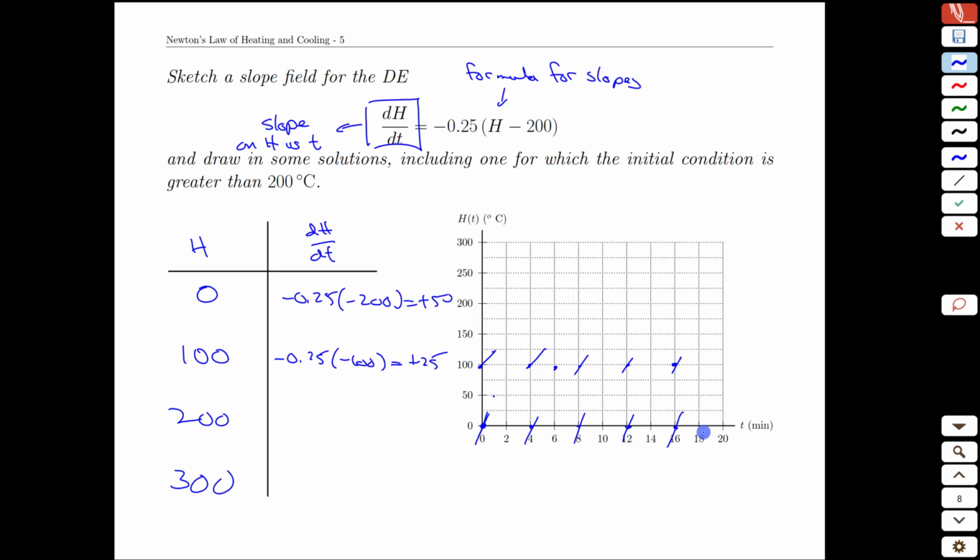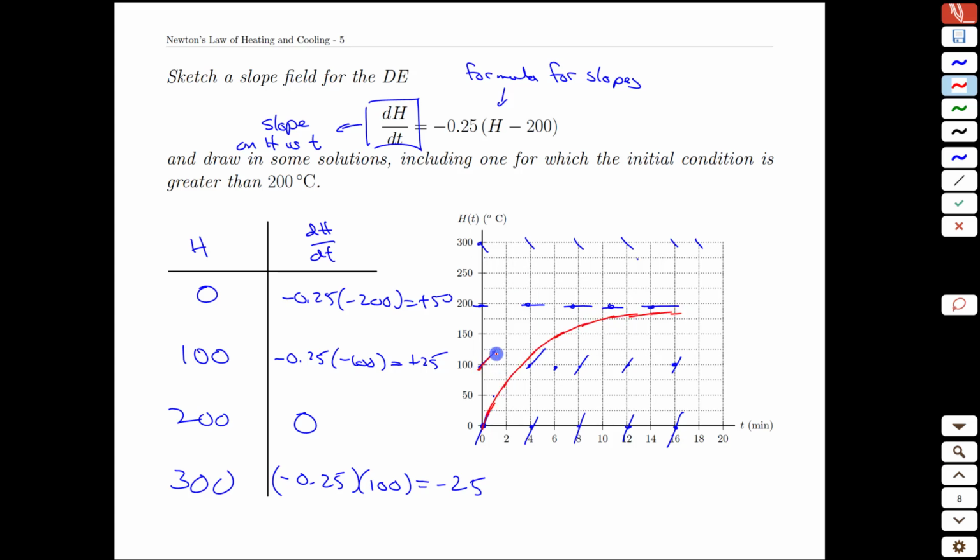What we see is a shallower slope than the 50s, and when we have 200, we end up with 200 minus 200, which is 0. At 300, we're going to have negative 0.25 times 300 minus 200, that's positive 100, or minus 25 when we're done. So if we add those, at 200, we have 0 slopes, flat lines. At 300, we have the minus 25 slopes, down by 25, over by 1, and so on. If we take a look at that, what we see are solutions that look like this.